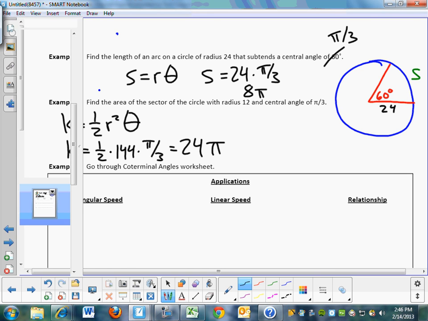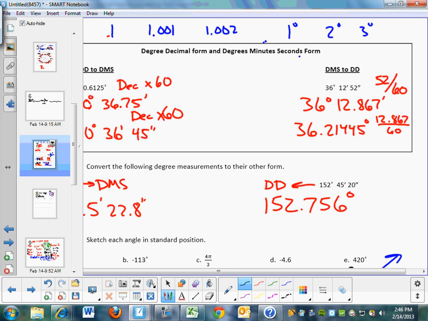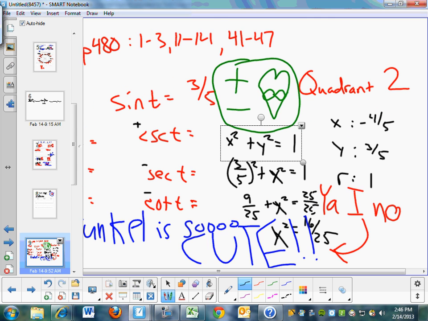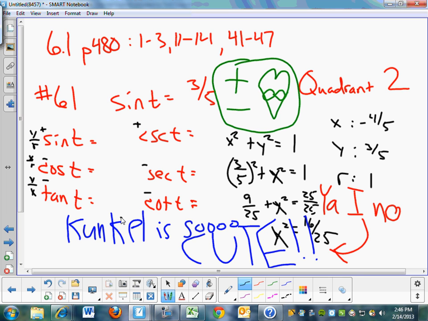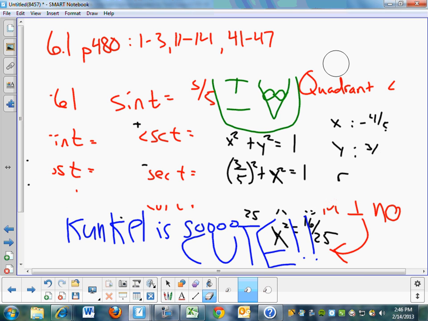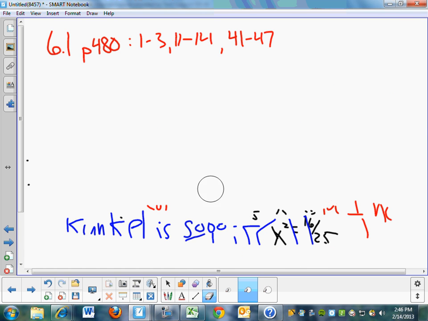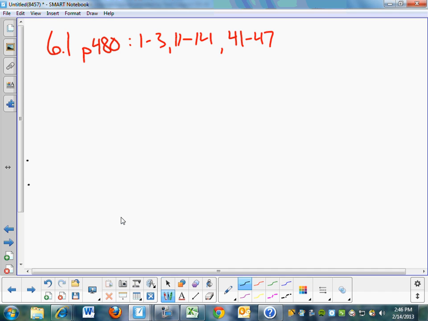Short assignment. Tomorrow we'll finish off just that little bit and you'll get a nice worksheet. 6.1, page 480. 1 through 3, 11 through 14, 41 through 47. Should go quick. They're pretty straightforward problems. And you guys are really bright, which is kind of the larger issue here. Well, most of you are pretty bright.